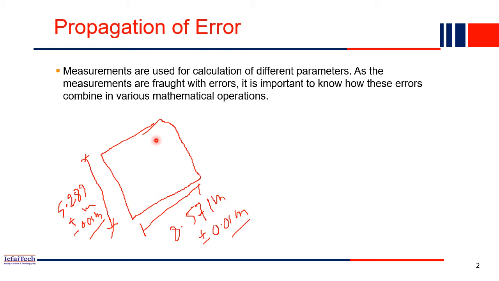For example, you want to find the area. Area means you have to multiply this length by this length. This is the actual, true value, then we have the error part, plus minus 0.01, so there may be a deviation in the value. Similarly here also, plus minus 0.01 is a deviation in the value. So what will be the net area here, and how will the error be propagated into the net area? That we'll discuss in this lecture.